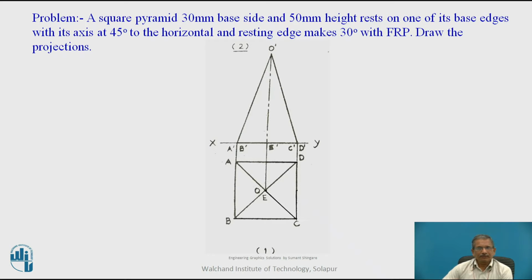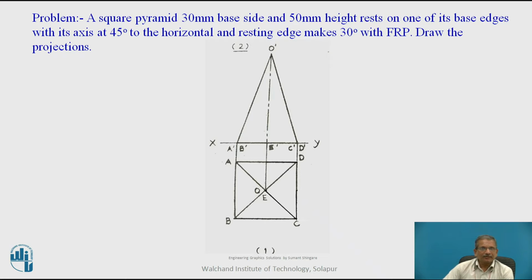Now project it upwards, project A and B. As it is resting on the ground, the front view of the point AB will be lying on the XY line. Then project O and E, and project D and C, so that C and D will be resting on the XY line. Now join. We know that the height is 50 mm, so E dash O dash in the front view will be 50 mm. So you will get the apex O dash. Join O dash AB and O dash CD, and O dash E of course is the center line.